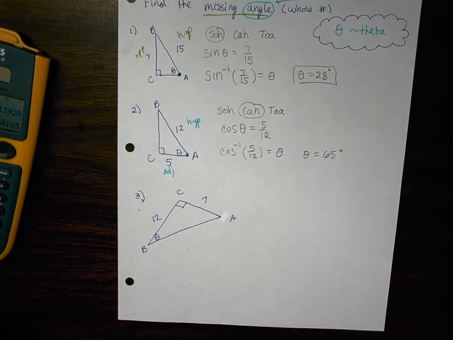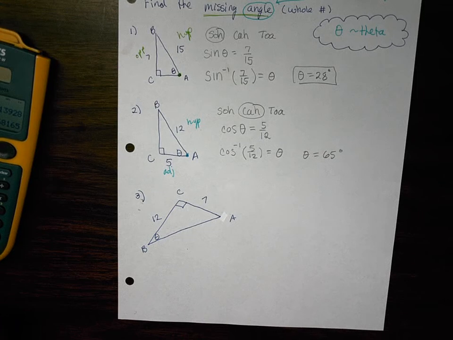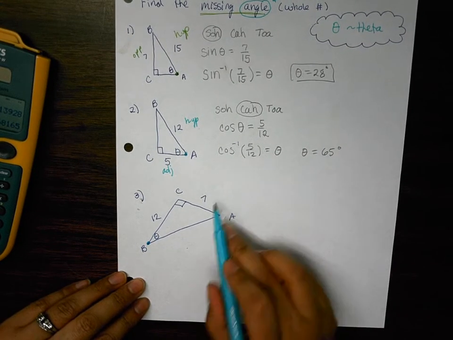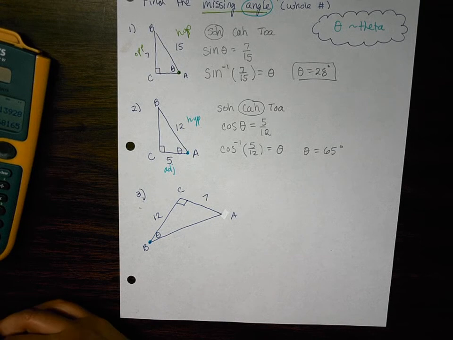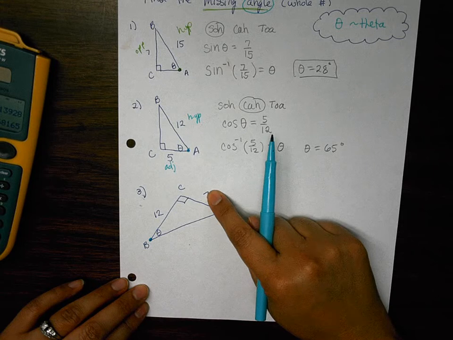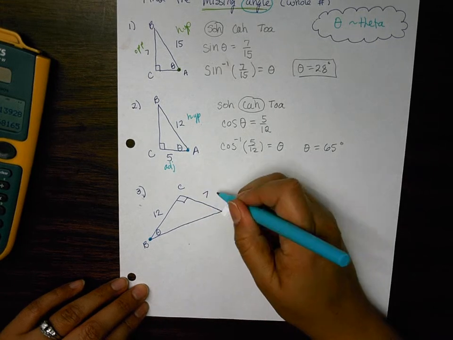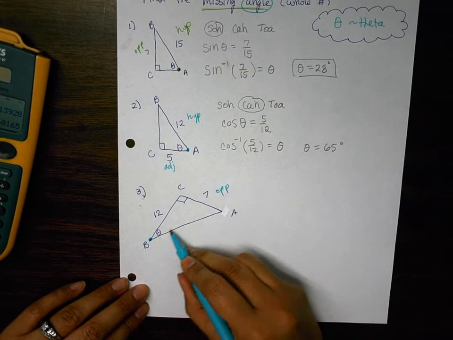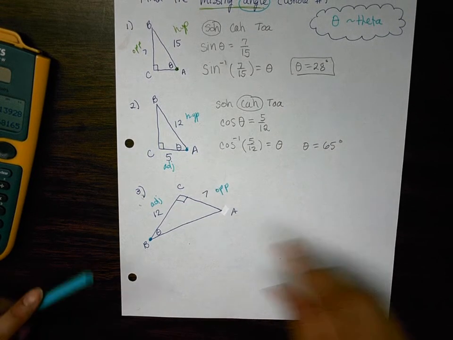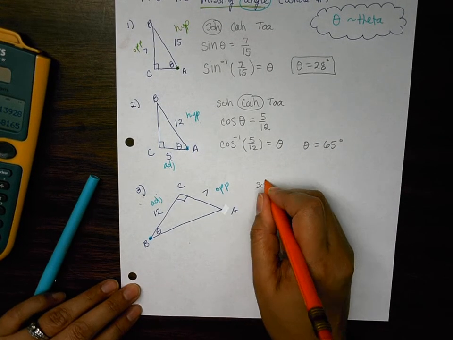Which angle am I looking for this time, A or B? B. So put your little dot at angle B and label the 7 and 12 accordingly. Are either of those numbers the hypotenuse? No. One's opposite, one's adjacent. What is this one here? If it's across, is that opposite or adjacent? Opposite. And what is the 12? Yep, adjacent.